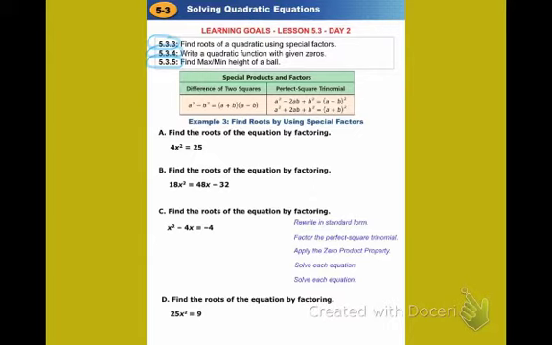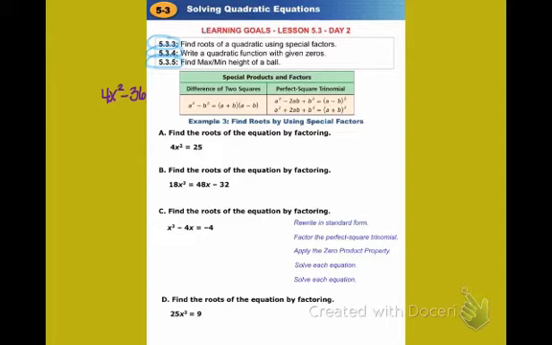So we said we're going to use those two special factor patterns, the difference of squares and perfect square trinomial. I want to just do a quick review of the difference of squares. Here's an example of a difference of squares: 4x squared minus 36. That's a difference of two perfect squares. Difference meaning it's subtracted and they're both perfect squares.